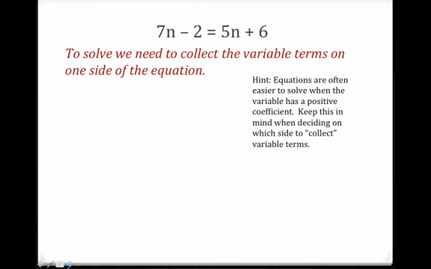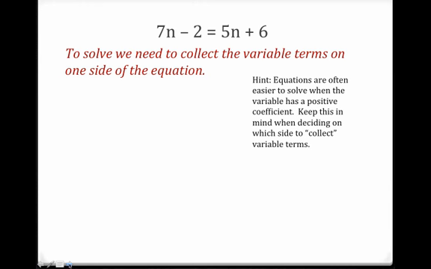So, as a hint, I am suggesting that equations are often easier to solve when the variable has a positive coefficient. We've seen how we've gone a little astray when we've had negatives in front of things. So let's try to keep them positive whenever possible. So we can move this 5n over to here, or we could have moved this 7n onto the other side, but it's going to be easier to move the 5n so that we keep this a positive n.